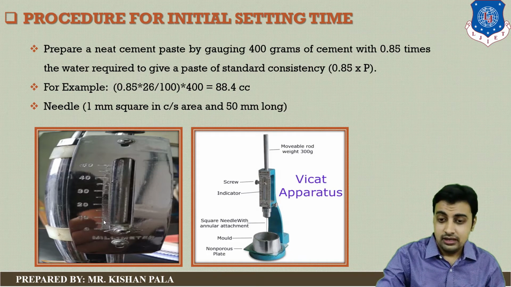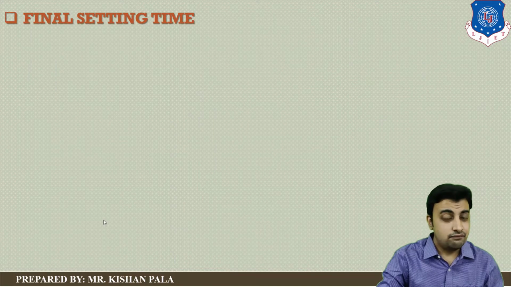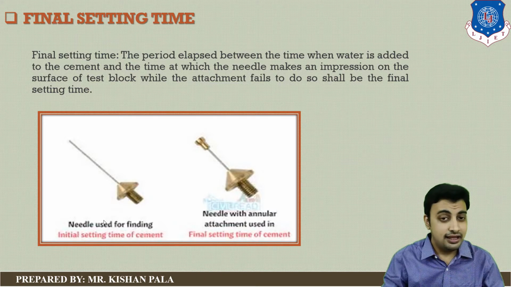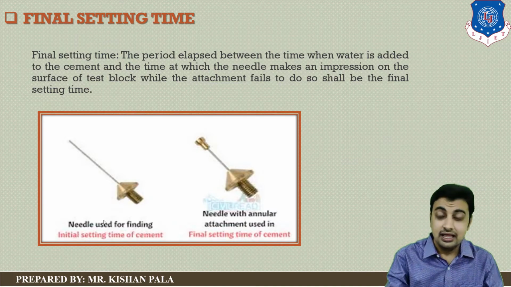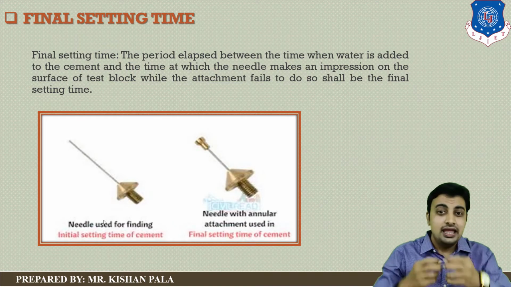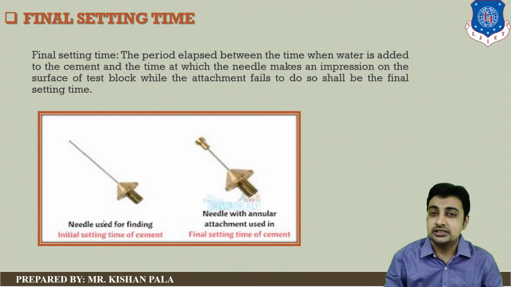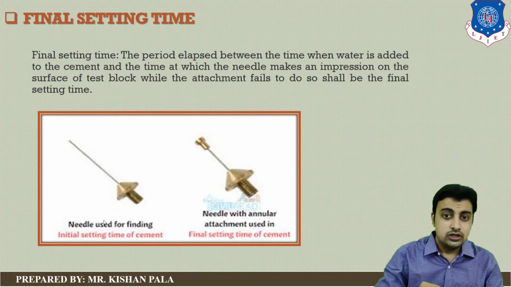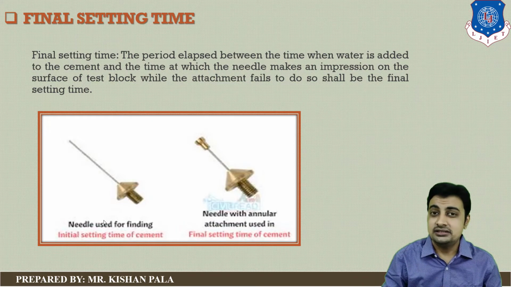Now let us discuss the final setting time of cement. What is the final setting time of cement? The period elapsed between the time when the water is added to the cement and the time at which the needle makes an impression on the surface of the test block. The attachment fails to do so shall be the final setting time.